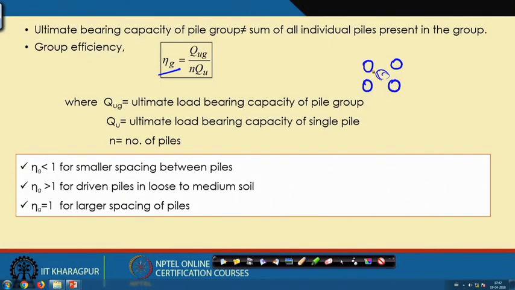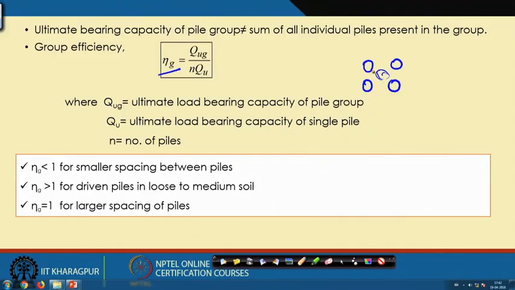But if the length of the pile increases and the spacing between the piles increases, then what will happen? Your influence zones will not overlap. So, each pile will act as a single pile. So, your group load carrying capacity will be equal to the number of piles times the single pile load carrying capacity, because if the influence zones do not overlap, then every pile will give you the equal amount of load carrying capacity in the soil, because there is no overlap.